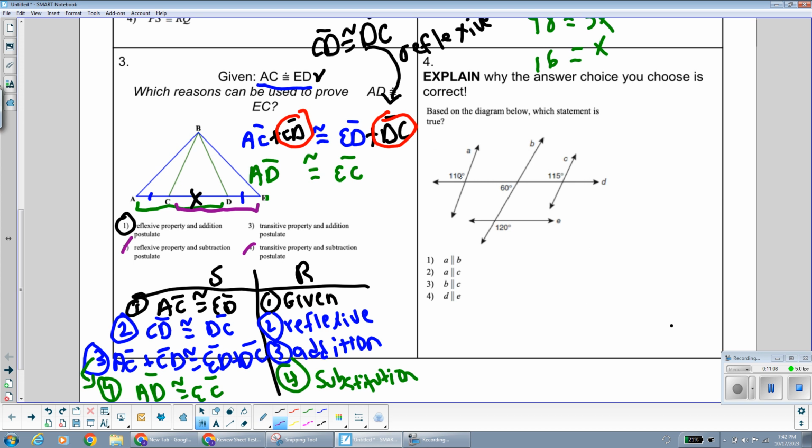Is A parallel to B? I don't know. I think I need some more angle measurements. I don't even know what's going on here right now. What I am seeing, it's my favorite thing, vertical angles. I love seeing the letter X because then I see vertical angles.